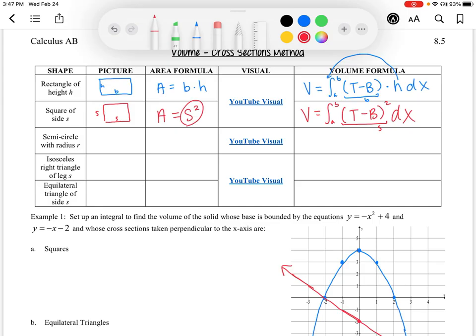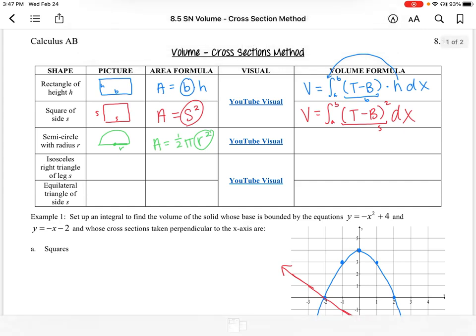All right, the next shape we're going to look at is a semicircle. A semicircle looks something like this, and it's going to have a radius r. The area of a circle is pi r squared, so the area for a semicircle is 1/2 pi r squared. And that r is going to be our base. So we had the base with the rectangle, the s for the squares, and that r is going to be our curve. Let's look at what this one looks like with our YouTube visual.